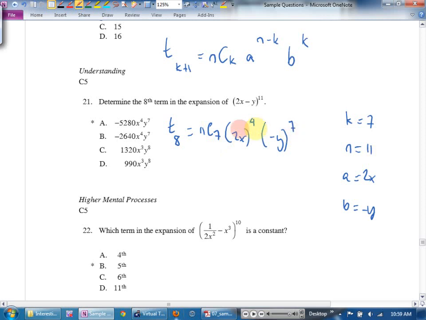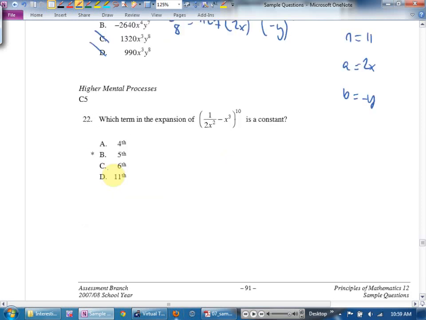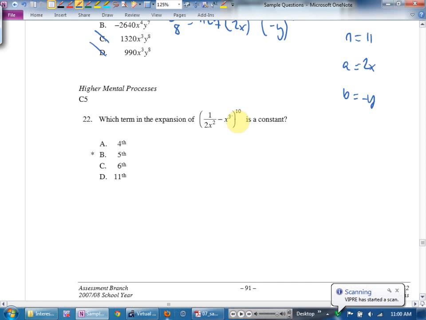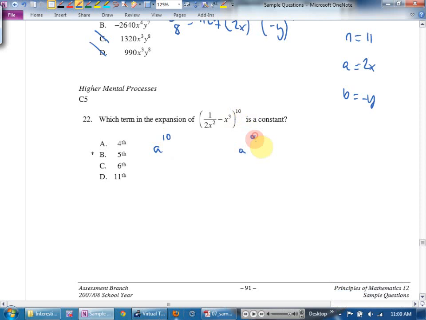Higher mental processes. Which of these is a constant? So what I said here was write out the first 3, spotting, looking for a pattern. What's my exponent here? It's going to be a to the 10th, a to the 9th b, a to the 8th b squared. Here I'm going to have a 1 over 2x squared to the 10th. I don't care about the 2, I just care about the exponent. I'm going to have a 1 over x to the 20th.